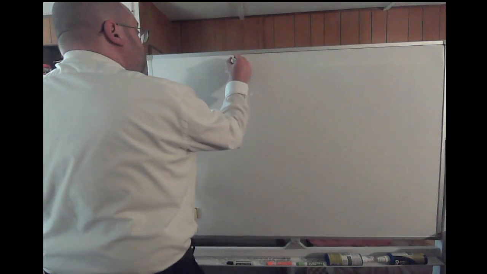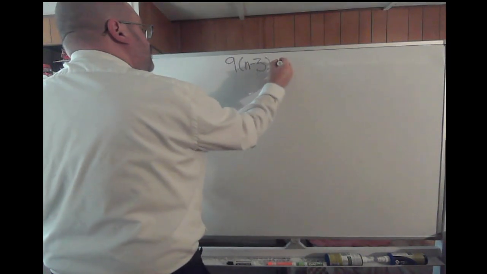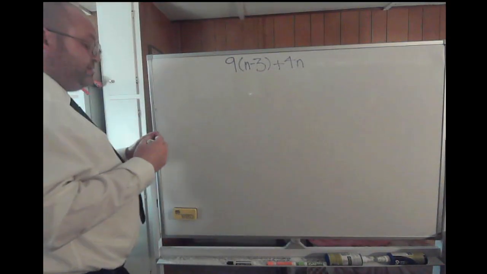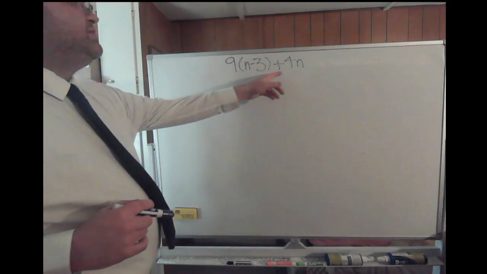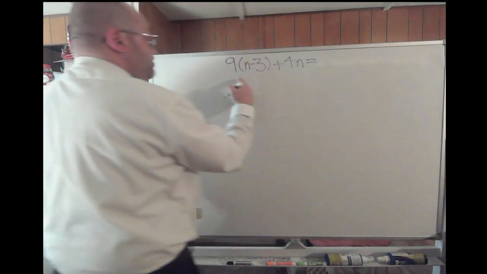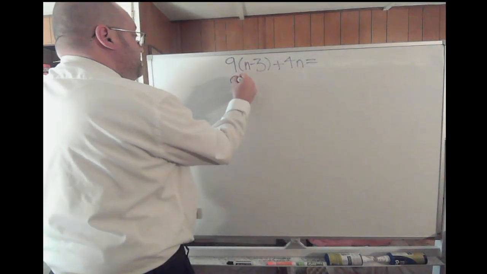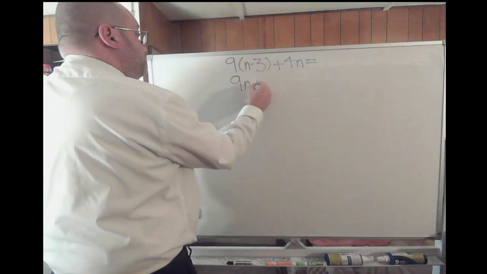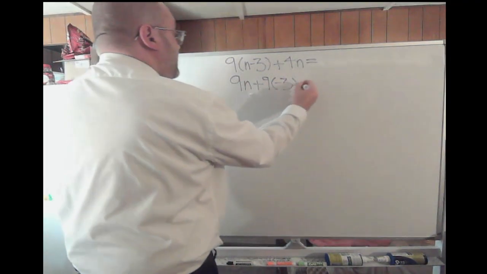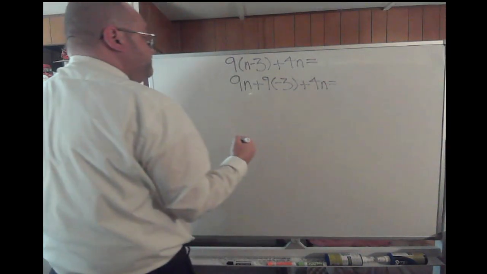Alright, we got 9 times the quantity of n minus 3 plus 4n. Well, again, order of operations dictates we do the multiplication first, which would be the distributive property here. So 9 times n, that'd be 9n. Then you'll do plus that 9 times that negative 3. All that plus 4n just decides it wants to hang out by itself over there.